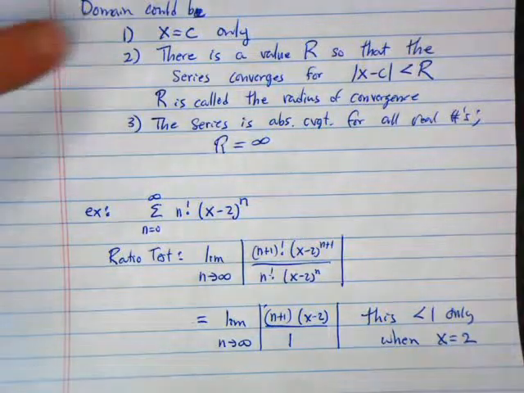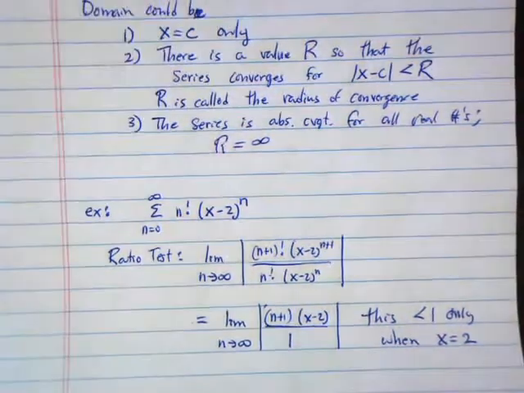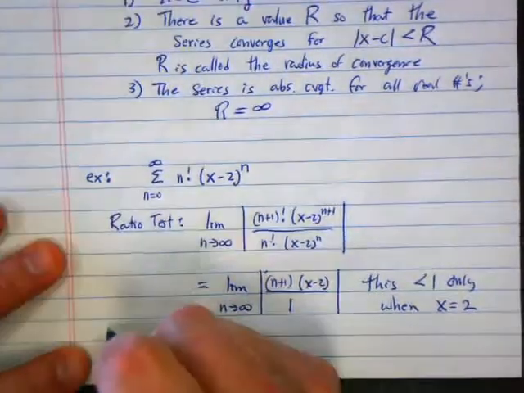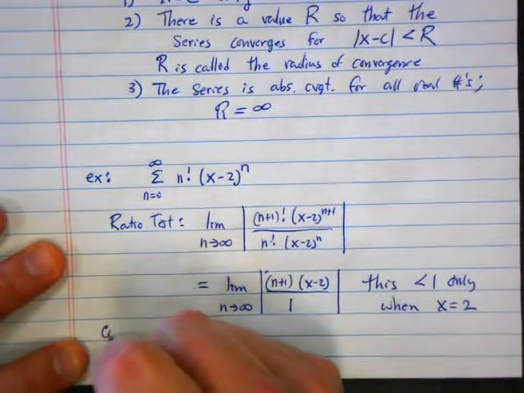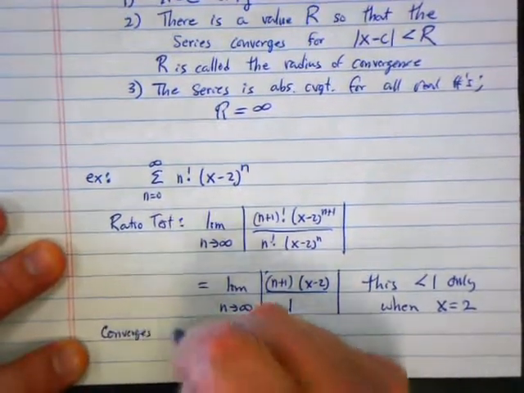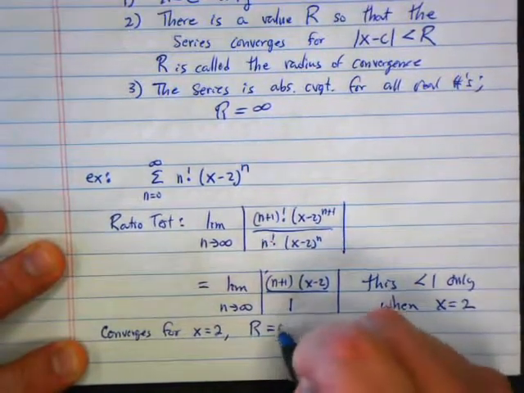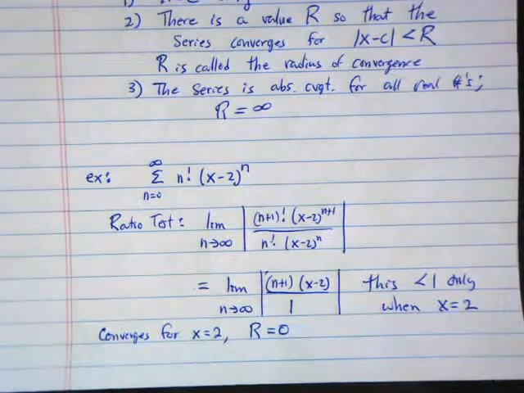So that's the first case. Sometimes these converge only at one number, and that's what's happening here. So we would say it converges for x equals 2. And if it asks for the radius of convergence here, we would call the radius of convergence 0. Because you can't go past the number 2 at all. The only place it converges is at the number 2. You can't go bigger, you can't go smaller. Your radius is 0.